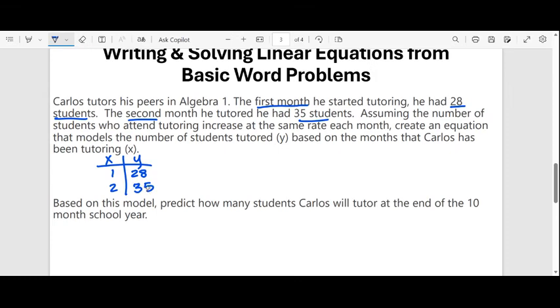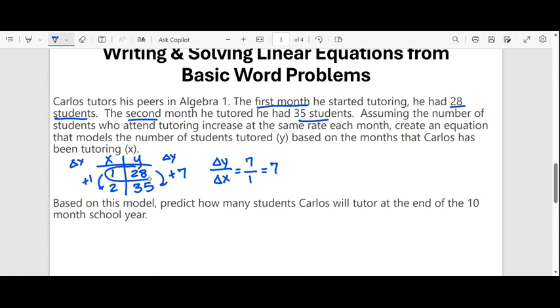Assuming the number of students who attend tutoring increased at the same rate each month, create an equation that models the number of students tutored. So Y is our number of students tutored based on the months that Carlos has been tutoring, X. So we'll do our change in Y. This is our change in Y. From 28 to 35 is plus 7. And then our change in X is just plus 1. So our change in Y over change in X, which is our slope, is going to be 7 over 1, which is just 7.